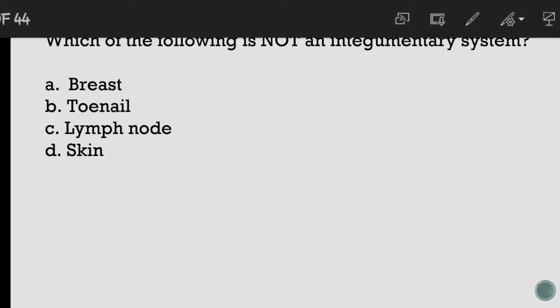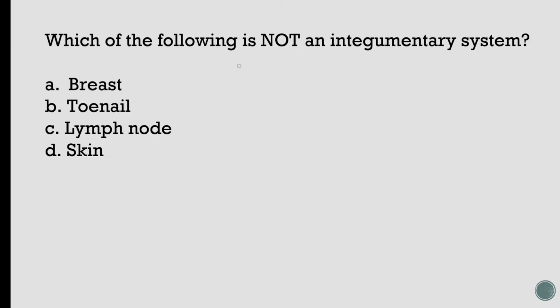Next question, which of the following is not a part of integumentary system? Option A, breast. Option B, toenail. Option C, lymph node. Option D, skin. Right answer is option C, lymph node. Lymph node belongs to the lymphatic system.